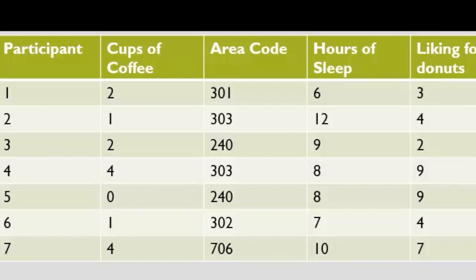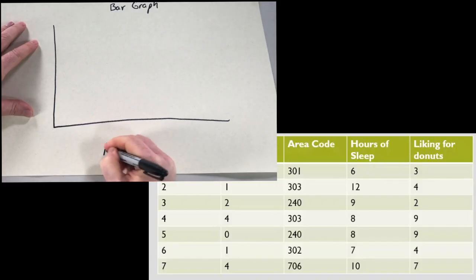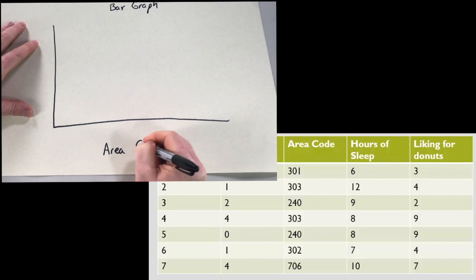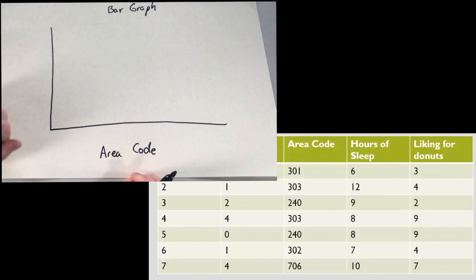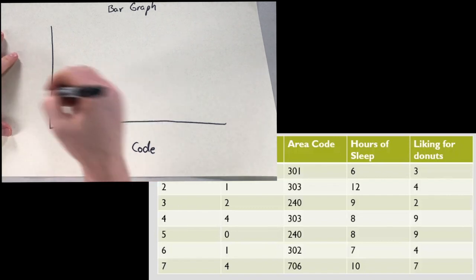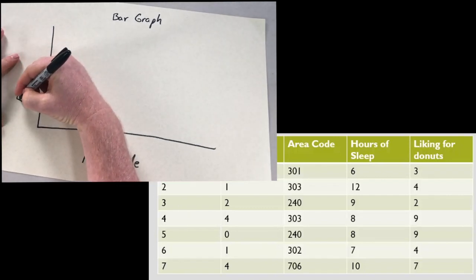The only variable that I could use for a bar graph or bar chart is area code. I'll use graph and chart interchangeably, doesn't really matter. Because it is the only categorical variable on here. We only want the plot of one categorical variable.